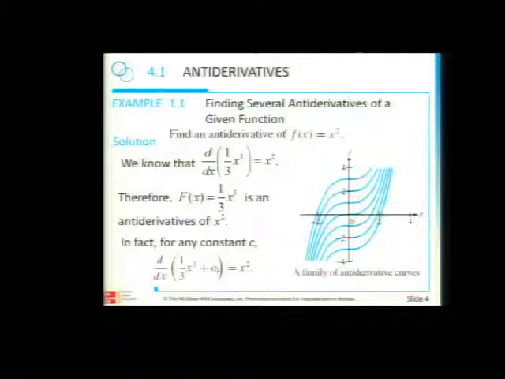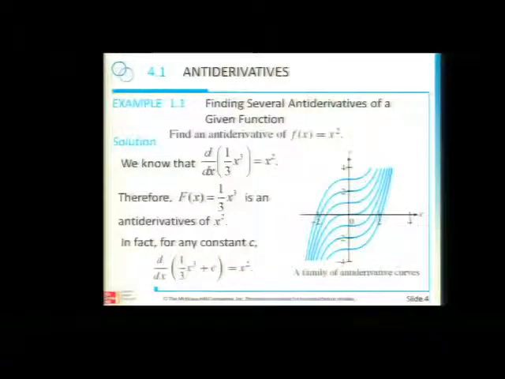So no matter what this constant c is, when we differentiate, this part has to be 1/3 x cubed, but this constant can be arbitrary. No matter what the value of c is, this will give you x squared after differentiation, isn't it? Therefore, for this given function, there are many, many antiderivatives depending on the constant c. So we have a family of antiderivatives for a given function.